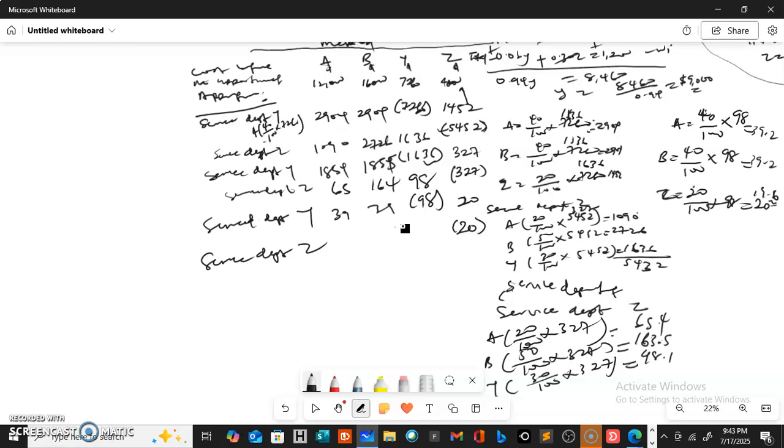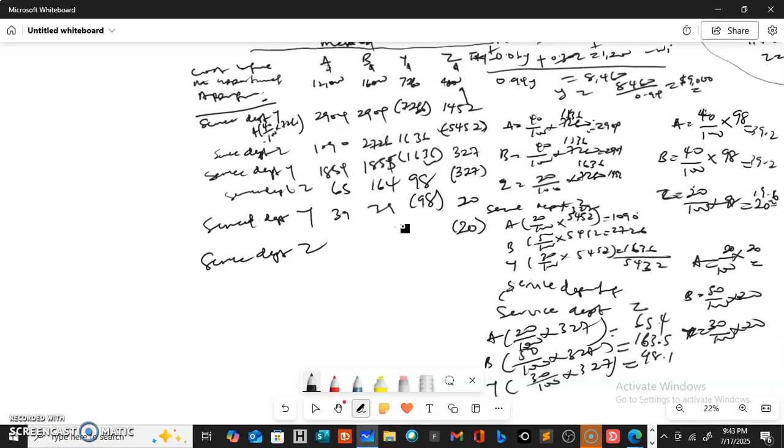So let's apportion the remaining 20. Let's go on again. For A, we're going to use the one for service department Z, that is 20 all over 100, multiplied by 20. For B, we have 50 all over 100, multiply by 20. For Y now, we have 30 all over 100 multiplied by 20.